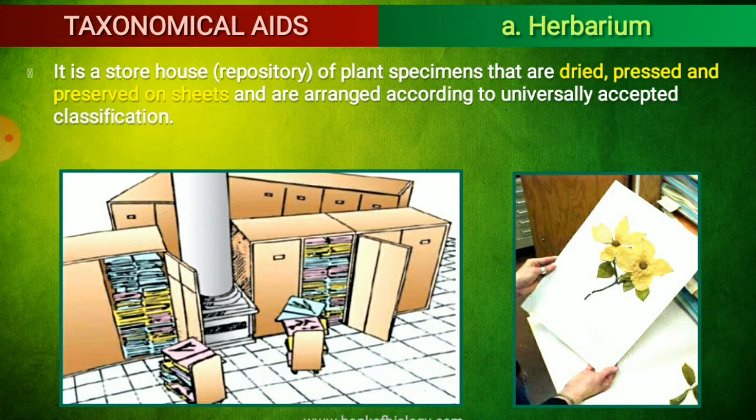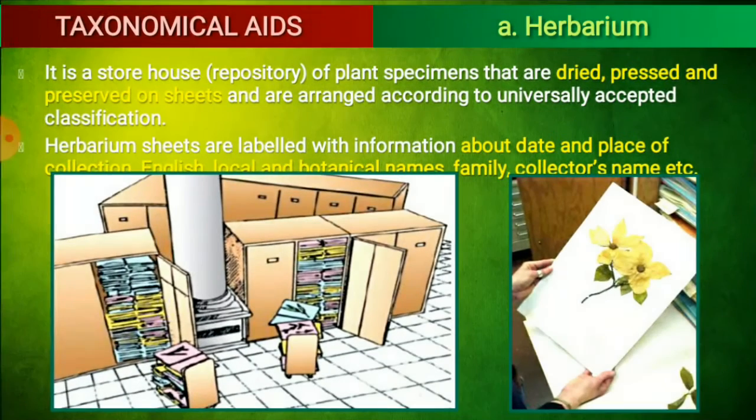The first taxonomical aid that we are going to discuss here is herbarium. It is the storehouse of plant specimens that are dried, pressed, and preserved on sheets and are arranged according to the universally accepted classifications. Herbarium sheets are labeled with information about date and place of collection, their English as well as the local names, and the most important, their botanical names, their families, and the names of the collectors should be mentioned on the herbarium sheets.